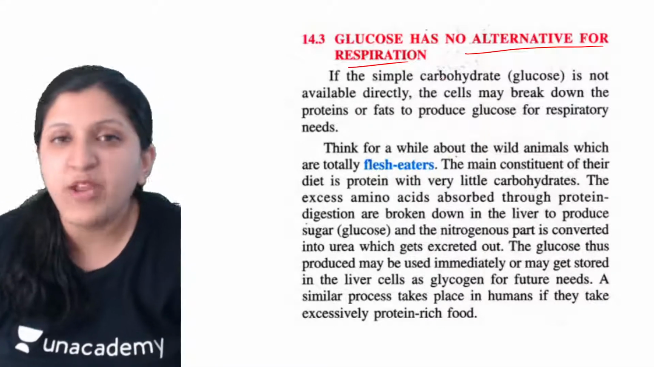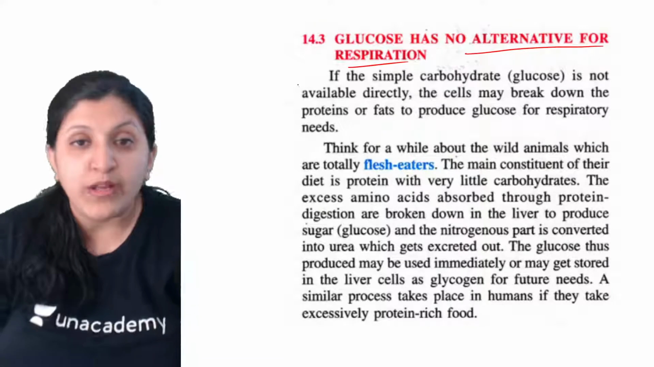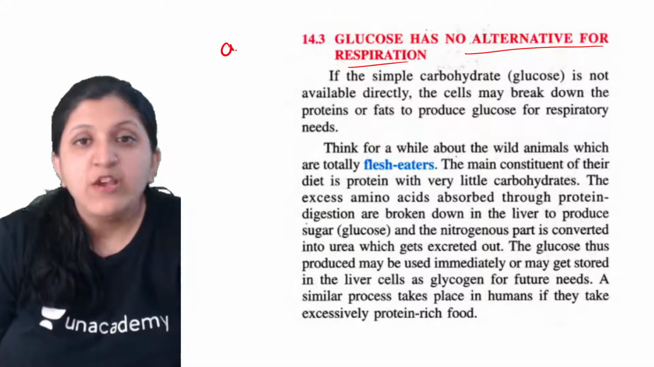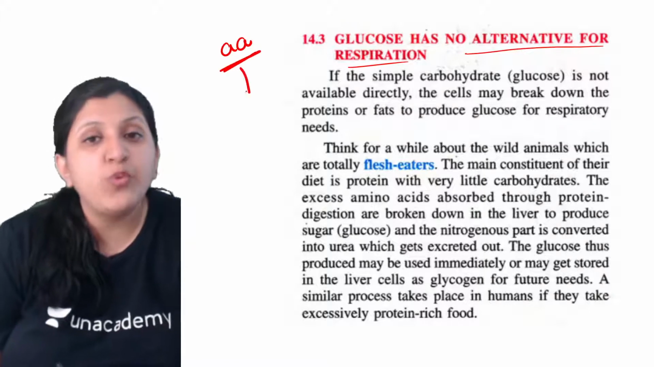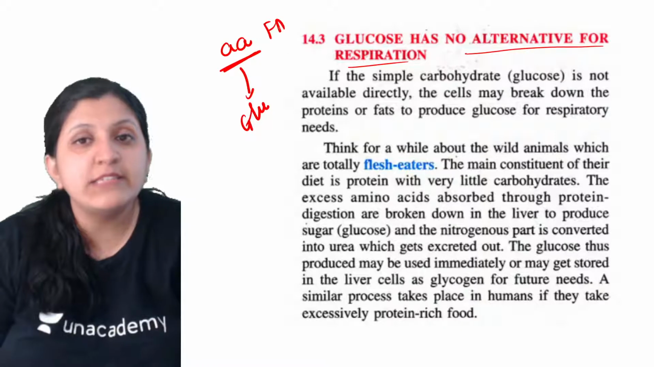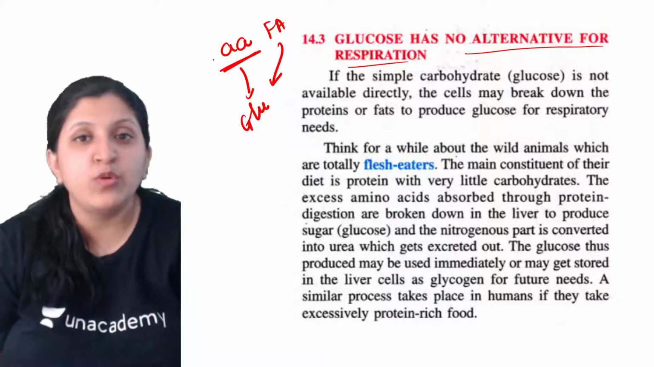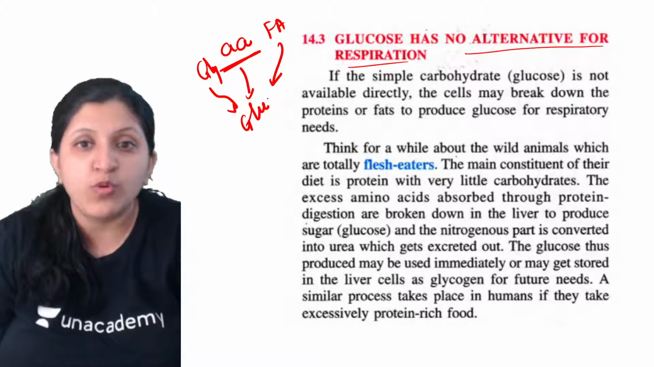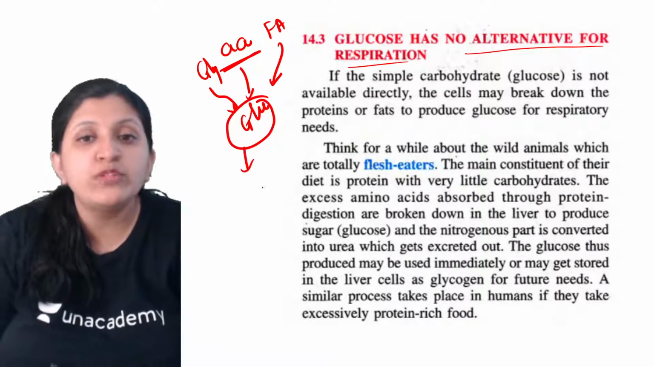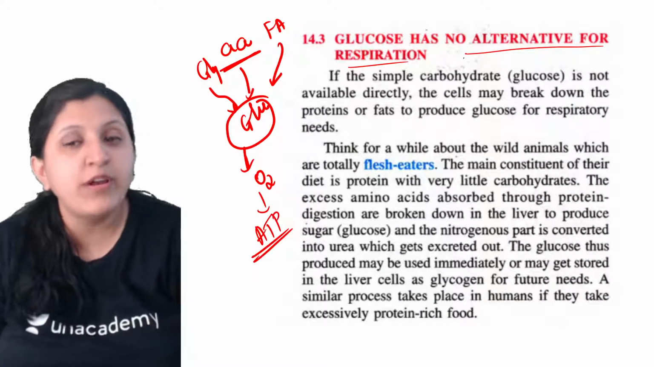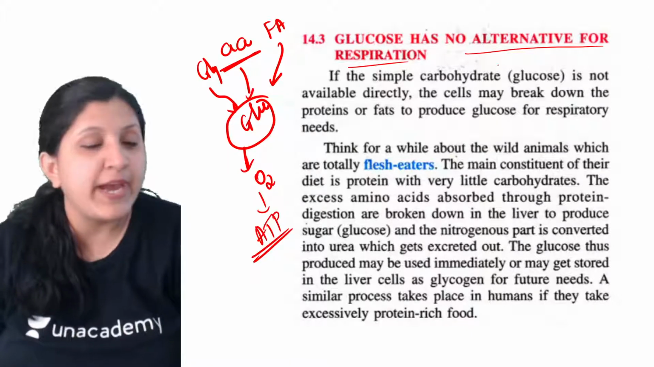If there is amino acid, it is not going to work. Even if amino acid is there but glucose is not available, this amino acid will be converted into glucose. Or if a fatty acid is there, that has to be converted into glucose. Or if glycerol is there, this has to be converted into glucose, and only the glucose will then combine with the oxygen to produce the energy. So there is no alternative for respiration with respect to glucose.